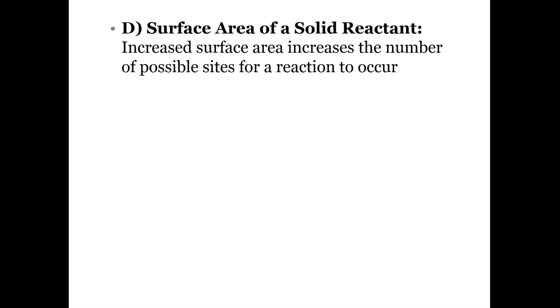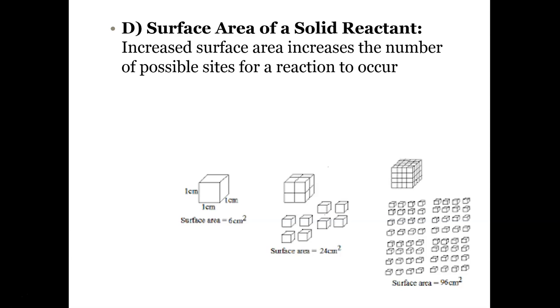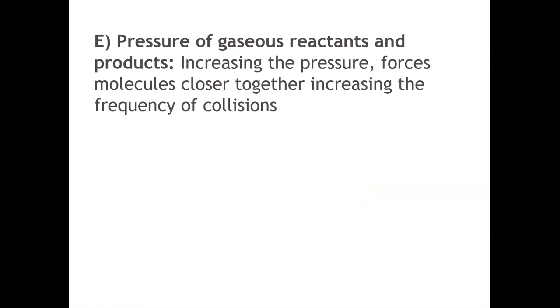The fourth thing that is an important factor in terms of rate of reaction is surface area of solid reactant. An increased surface area increases the number of sites for a reaction to occur, and this is why we slice and dice our food. We chop up potatoes in order to get them to boil faster. If you look as we move left to right here, the smaller the cubes are, the more surface area they have, the more collisions can occur, the higher the rate of reaction.